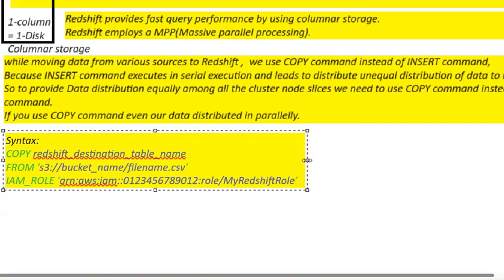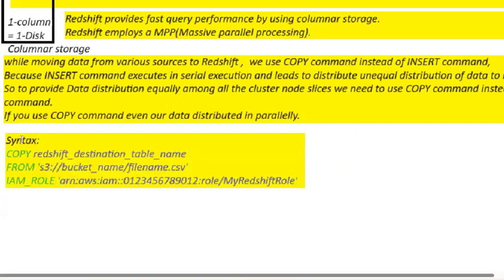Let's see what this syntax contains. This syntax just contains copy, and what is this? This is nothing but our Redshift destination table name, and from where we are copying, that also we are specifying. From whatever bucket we are copying, that we are specifying here. And in the end, we are providing the IAM role in order to get this file from S3.